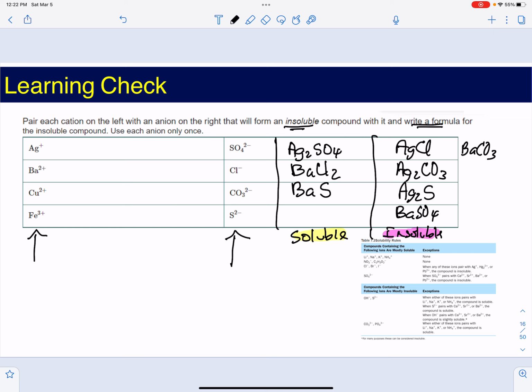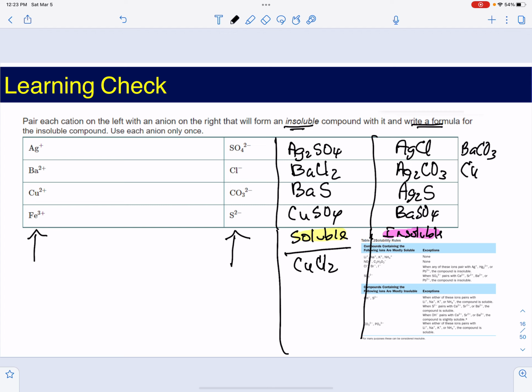Let's do copper now. All sulfates are soluble. So copper 2 sulfate is going to be there. Copper chloride is going to be there also. Copper carbonate, that's going to be insoluble. And copper sulfide, all sulfides are insoluble, and copper is not one of the exceptions. And last but not least, iron.